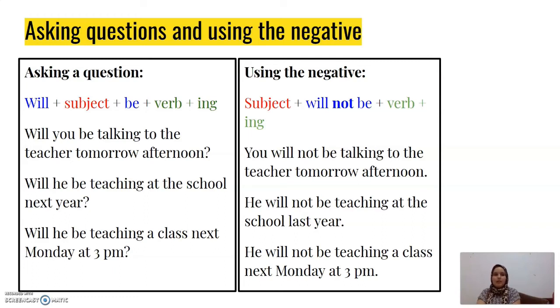To ask a question, use the form here: will plus the subject plus be plus the verb plus ing. Will you be talking to the teacher tomorrow afternoon? Look at the other examples and copy them down in your notebook. For the negative, use this format: the subject plus will not be plus the verb plus ing. So here's an example. You will not be talking to the teacher tomorrow afternoon.